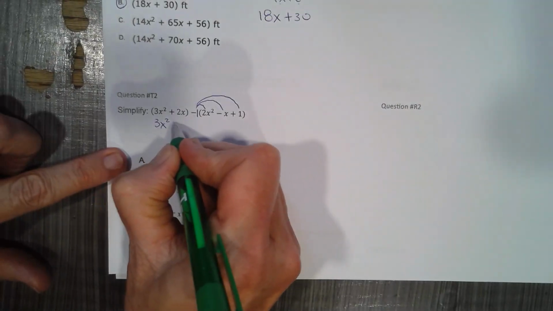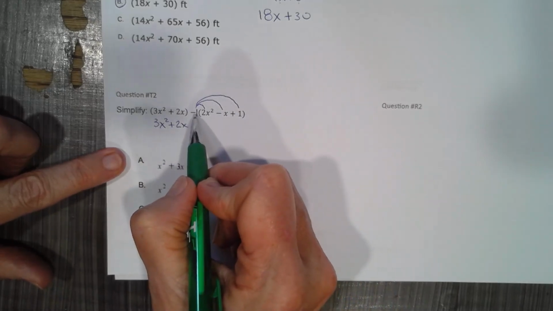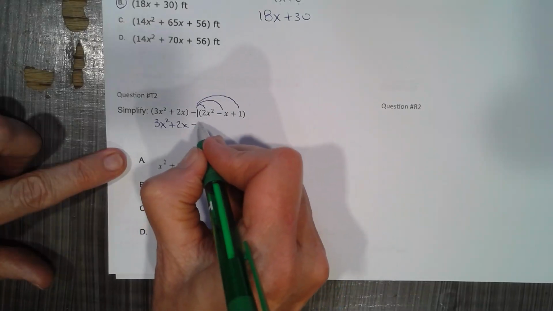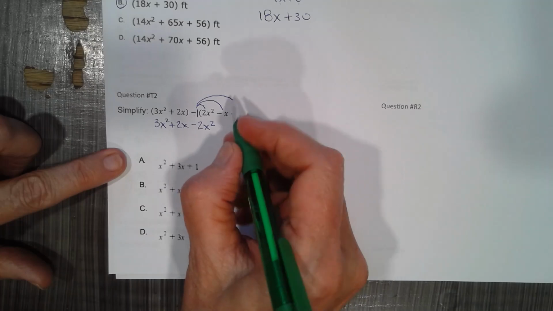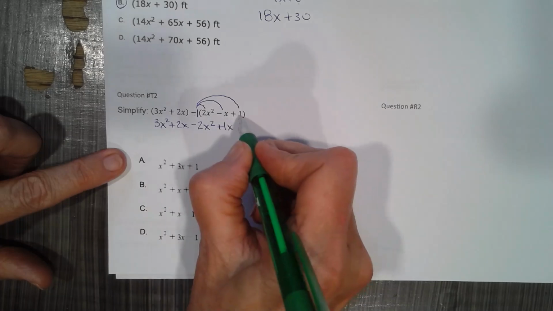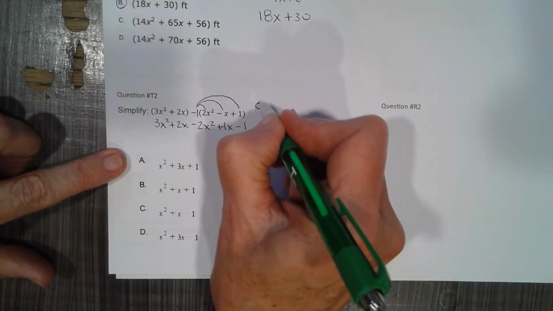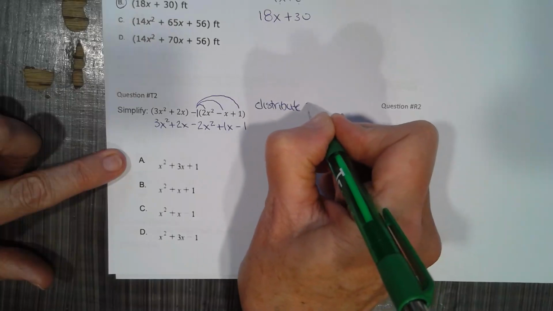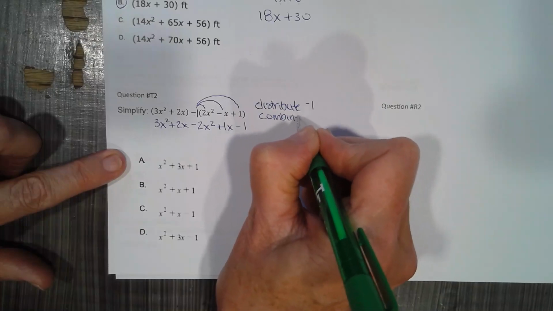We've got 3x squared plus 2x. And now we are subtracting or multiplying by negative 1. So negative 1 times 2x squared is negative 2x squared. Negative 1 times negative 1x is a positive 1x. And negative 1 times positive 1 is negative 1. So we distributed. And now we're going to combine like terms. So let's write this down.